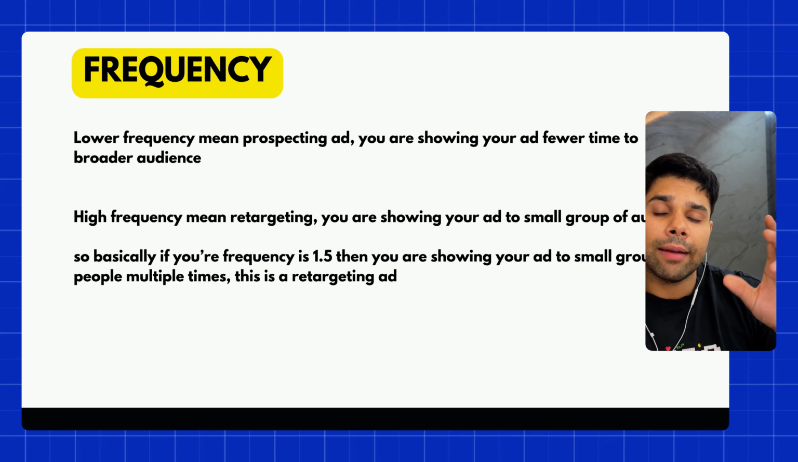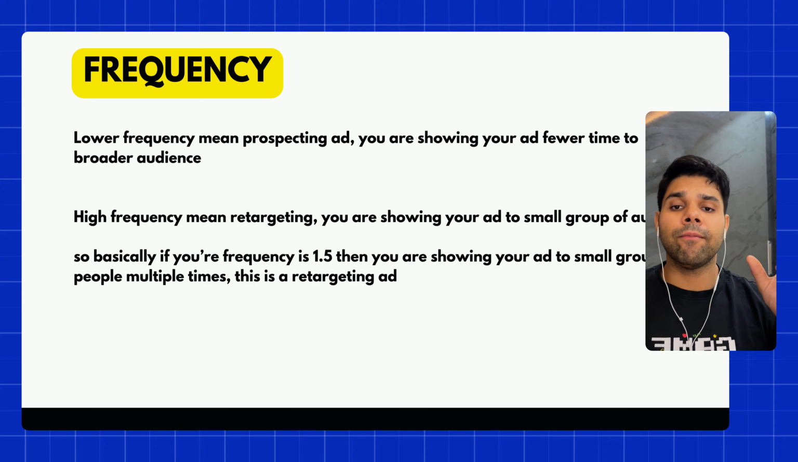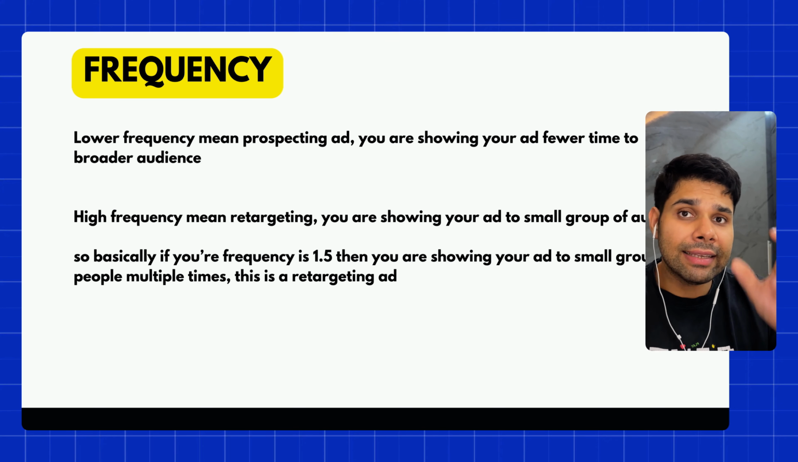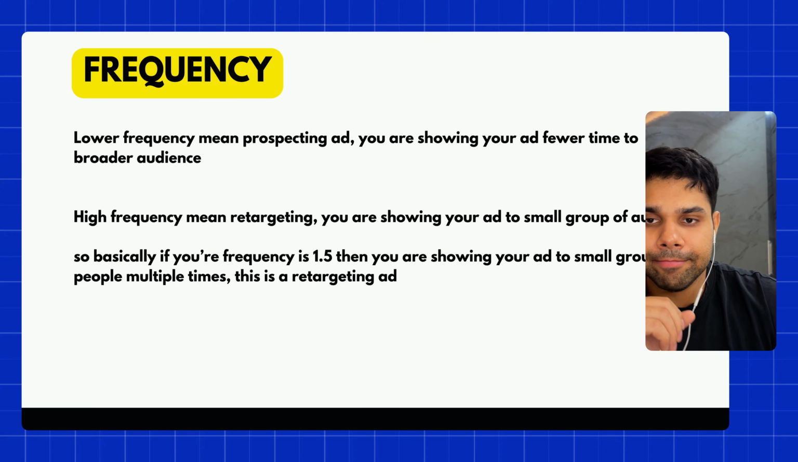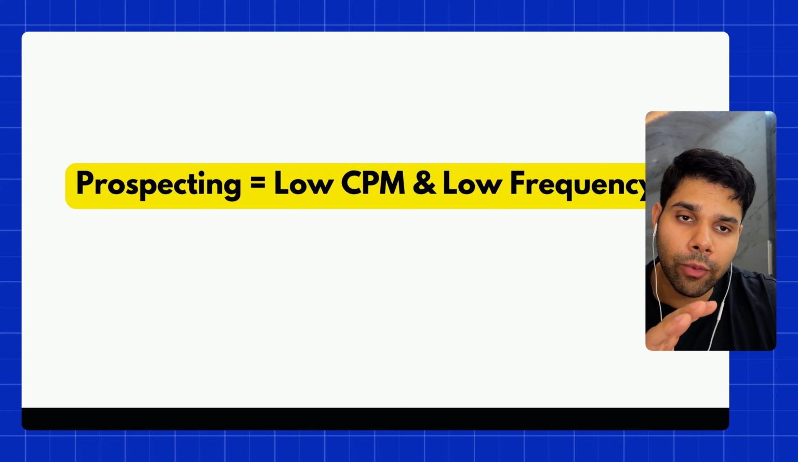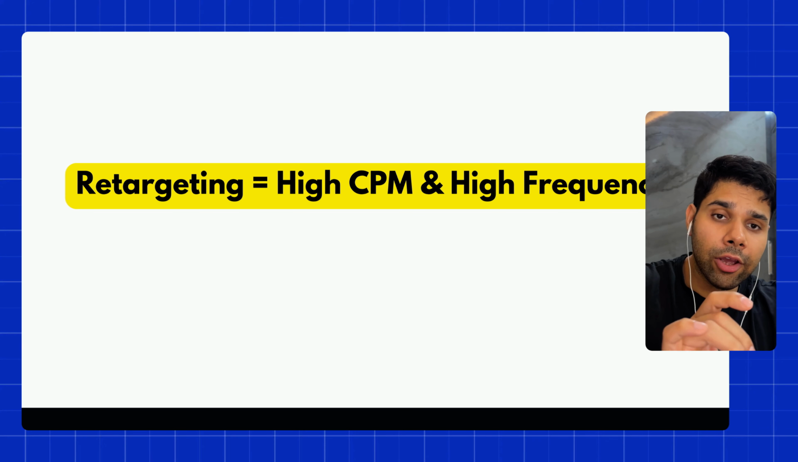That means 1.5 means 50% of the people are watching your ad twice a day. That means it's a retargeting ad, right? Now this will blow your mind. Prospecting campaigns have low CPM and low frequency. Retargeting ads have high CPM and high frequency.